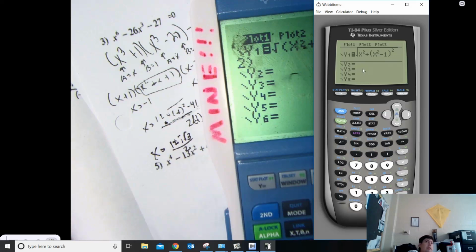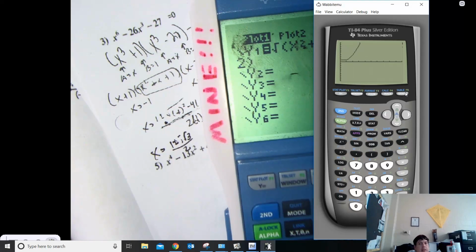Anyways, I want to use the new one since it's up here. If I do a zoom 6, that's how you're supposed to zoom. Now, the problem said for all values where x is greater than or equal to 0, right? Isn't that what it said? So to find a local minimum where x is greater than or equal to 0, I am going to adjust my window. I'm going to make the x min 0 so that I only see the stuff to the right.